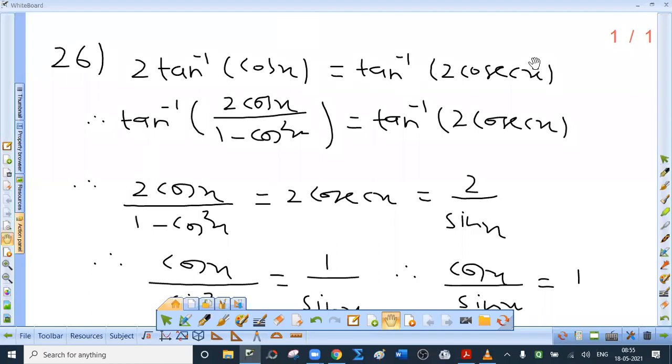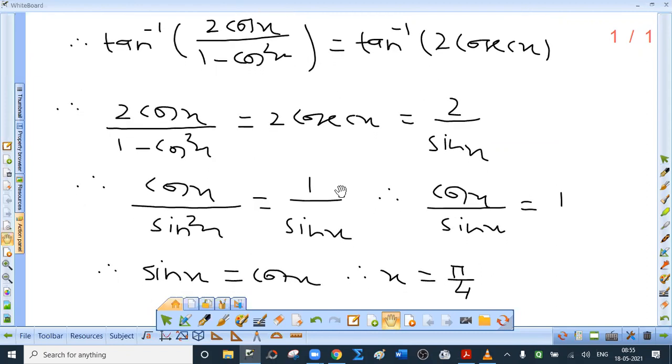26th, if 2 tan inverse cos x equal to tan inverse 2 cosec x, then find the value of x. Now what is 2 tan inverse cos x? Actually it is tan inverse cos x plus tan inverse cos x. What is tan inverse p plus tan inverse q? Tan inverse p plus q, cos plus cos 2 cos upon 1 minus pq, that is 1 minus cos square, equal to this. So that gives me 2 cos x upon 1 minus cos square x equal to 2 cosec x, that is 2 upon sin x.